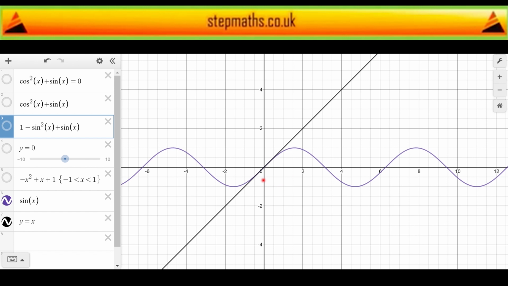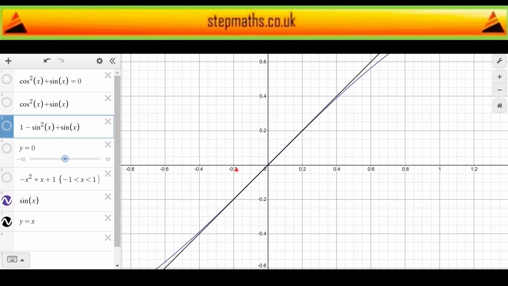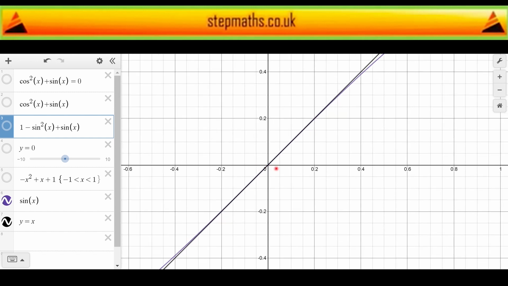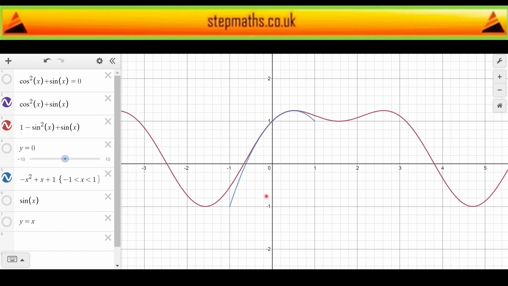If we look at the normal sine function, plotted here in purple, and compare it with the function y equals x, plotted here in black, we can see that as we approach x equals 0, these two graphs become essentially the same line. This is the same as saying that sine x approximates to x for small values of x. And this is the reason why this blue quadratic approximates our red trig function for small values of x, because in this function, for small values of x, we can turn the sine x's into x, and if we do that, we'll get 1 minus x squared plus x, which is exactly the same as this function here.